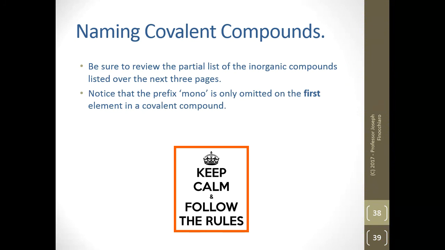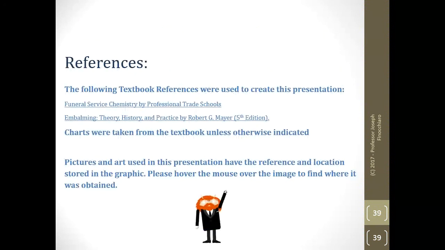Be sure to review the partial list of inorganic compounds listed on the next 3 pages, and notice that the prefix mono is only omitted on the first element in a covalent compound. I am 100% more likely to ask you the name of a compound that is in the book. If it's on these 3 pages, it says, this is the name, here's your line formula, here's your name. I most certainly will probably ask you questions like that.